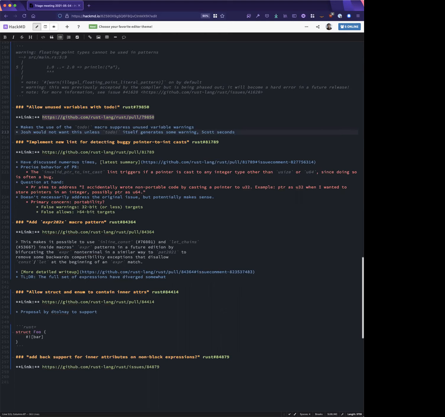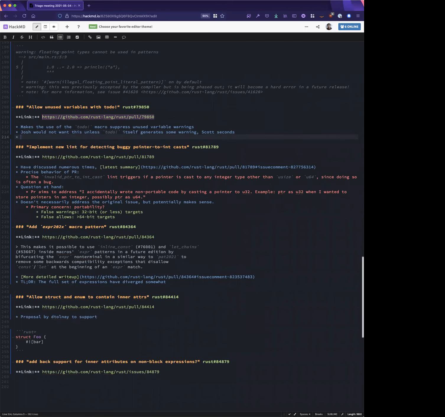I responded to this and Scott seconded the notion that unless there's some kind of warning, you end up with warning-free code when you really shouldn't. And I personally, when I use todo like this, expect to keep getting warnings about unused variables. But it seems worth bringing up for discussion and finding out, do we want to just close this? Do we want to propose that todo itself is something that should produce a warning or not?